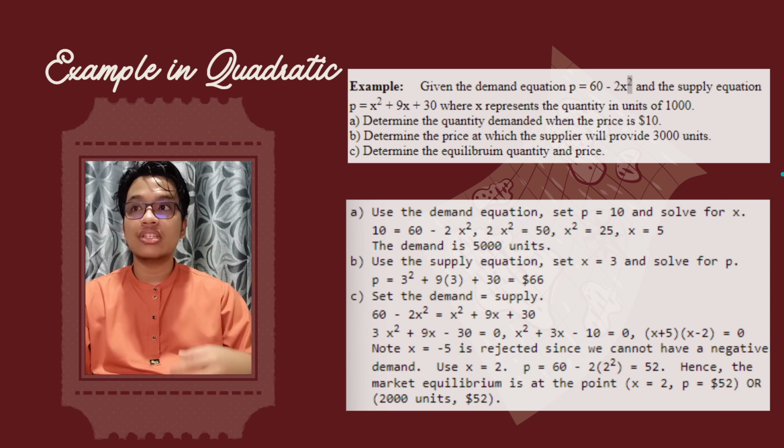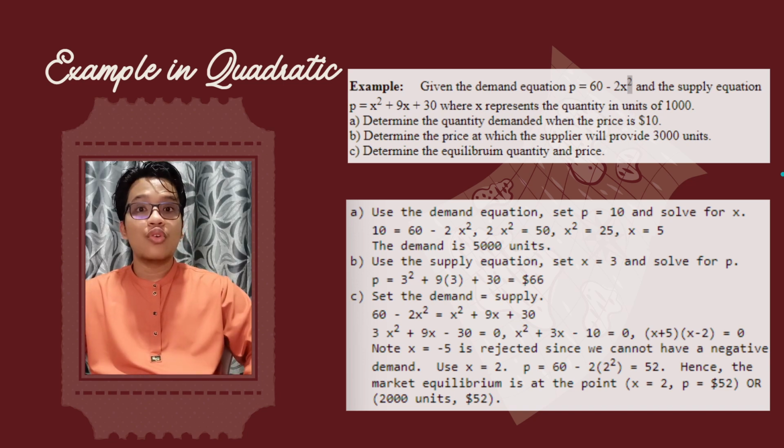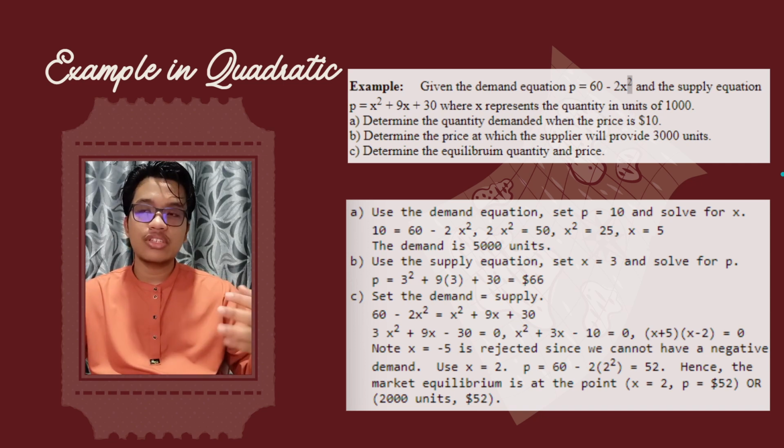So we have to use the demand equation. So replace P with 10, and we solve it. We got the demand is equal to 5,000 units. For B, determine the price at which the supplier will provide 3,000 units. So the 3,000 here is equal to 3.